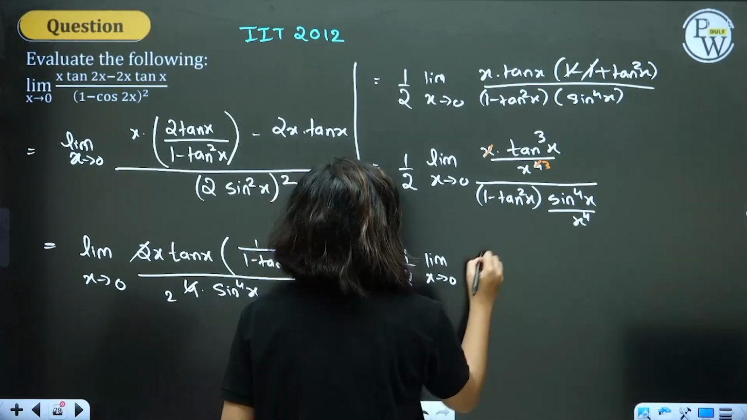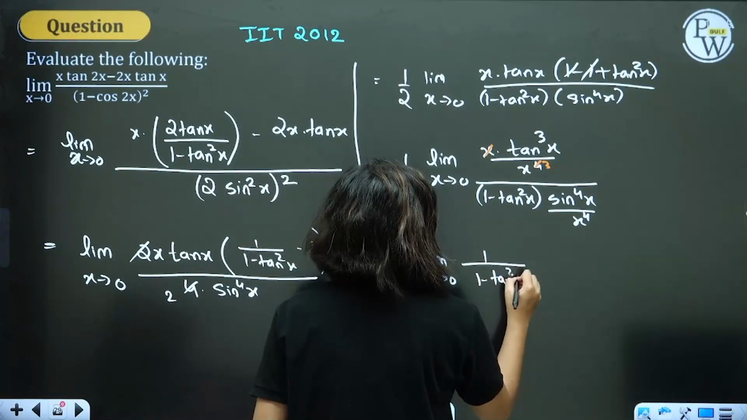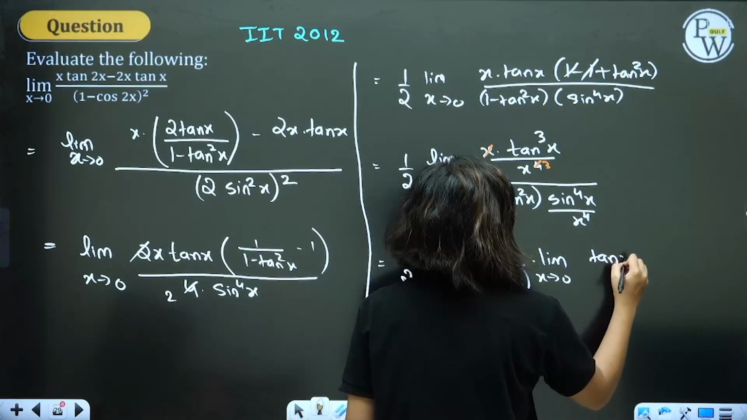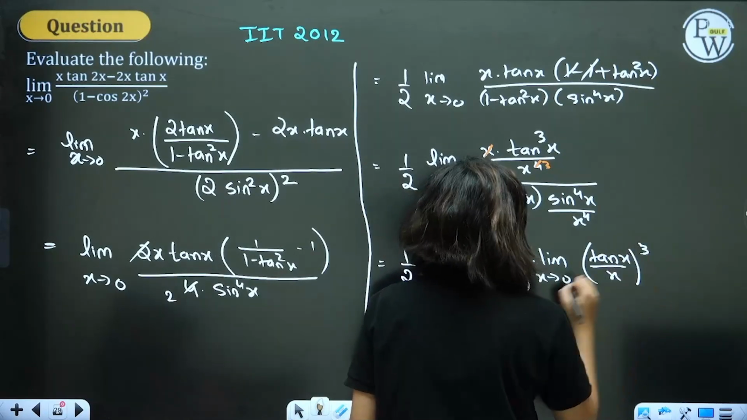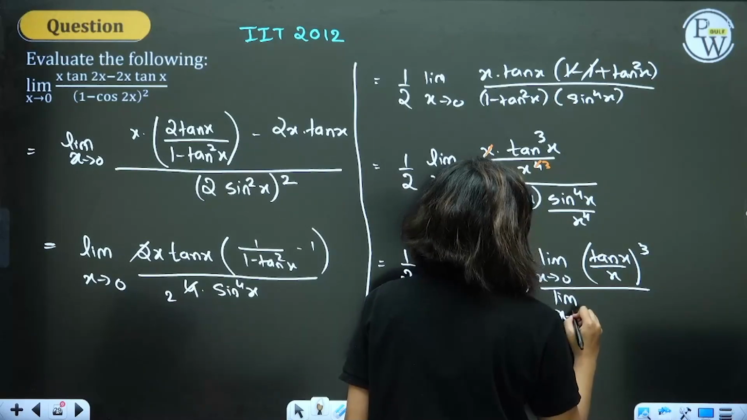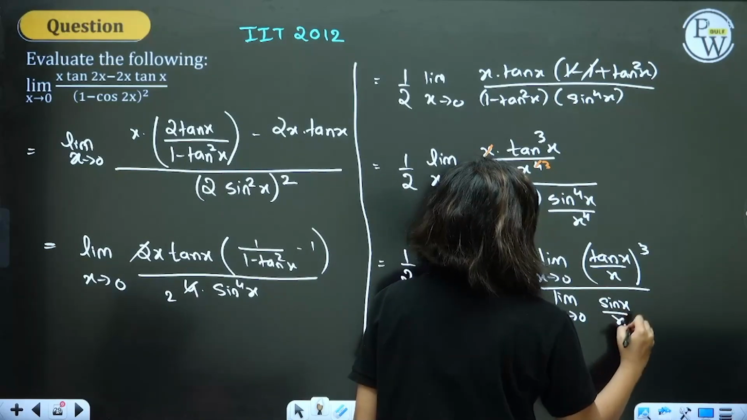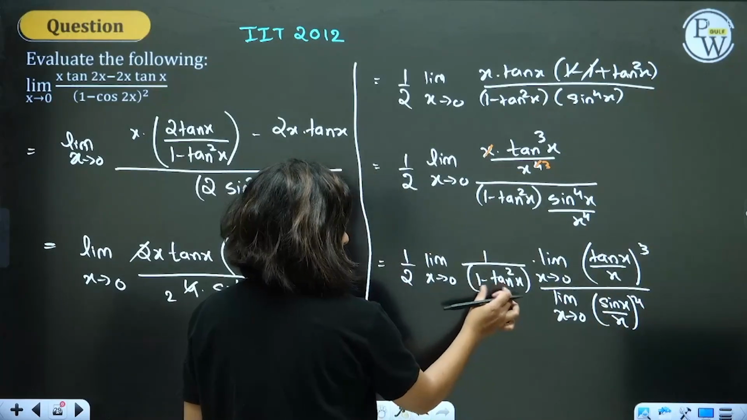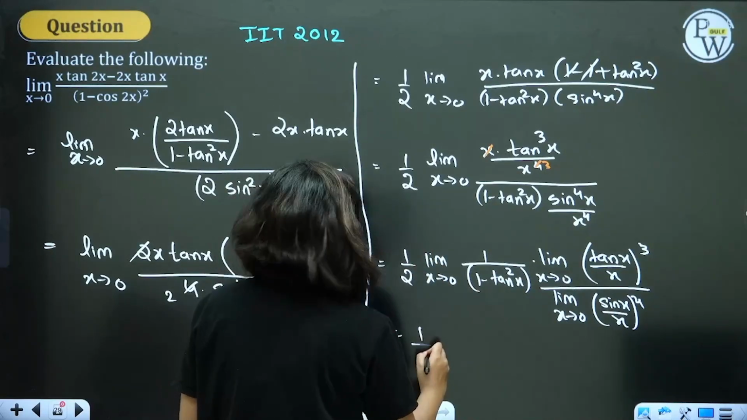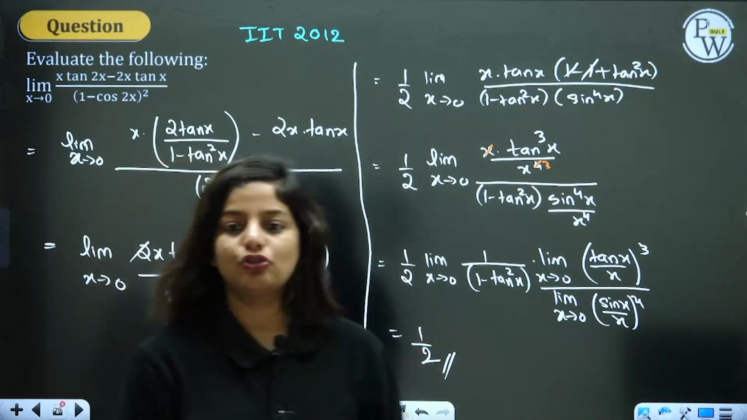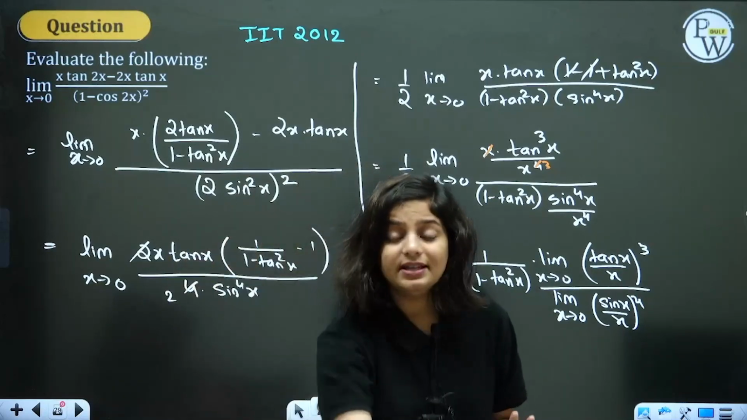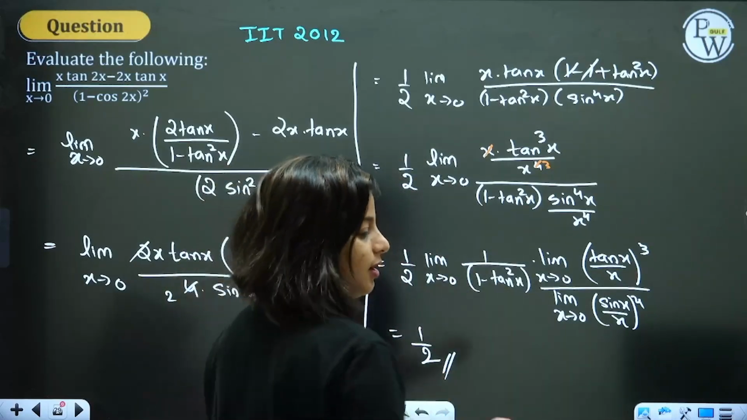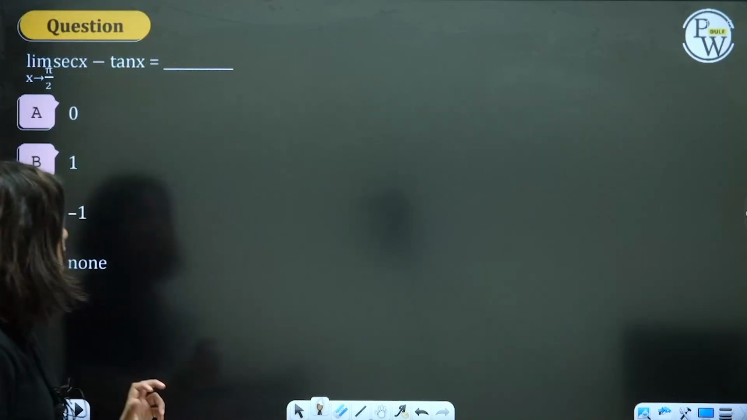Limit x tends to 0, 1 upon 1 minus tan square x, into limit x tends to 0 of tan x upon x, the whole cube, upon limit x tends to 0 of sin x upon x, the whole raised to 4. This is 1, this is 1, this is 1 minus 0, 1. The only thing left is 1 by 2. The question is solved. Please try to solve this question right now. You have to pause the video and solve it on your own. If you get stuck, you can watch out. The formulas used are multiple.